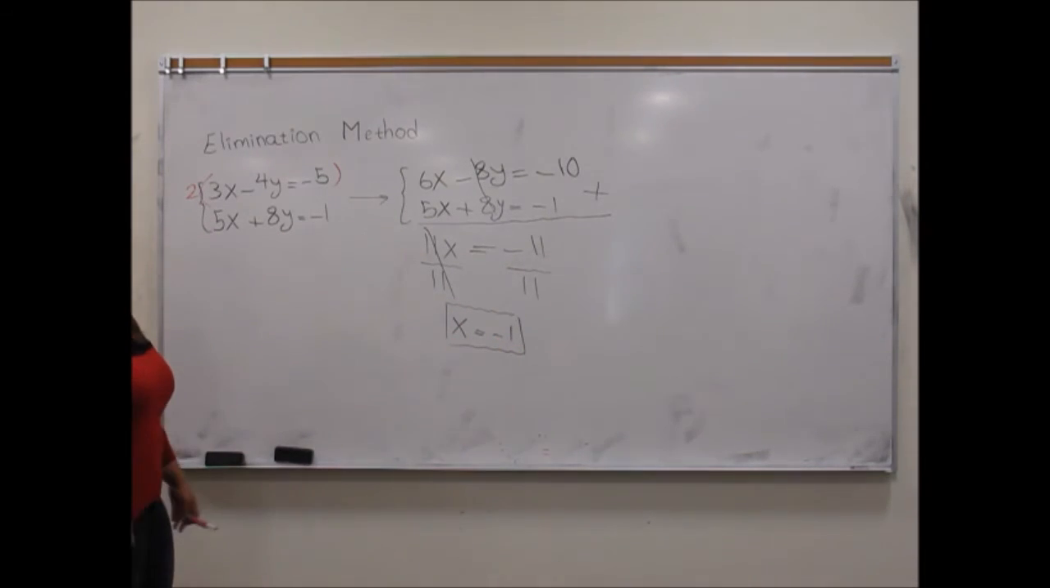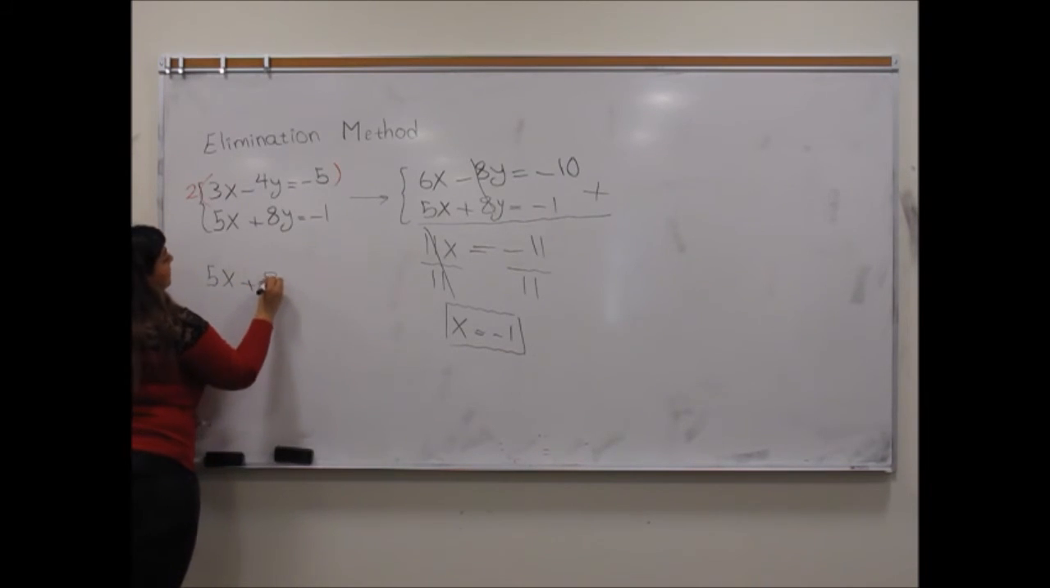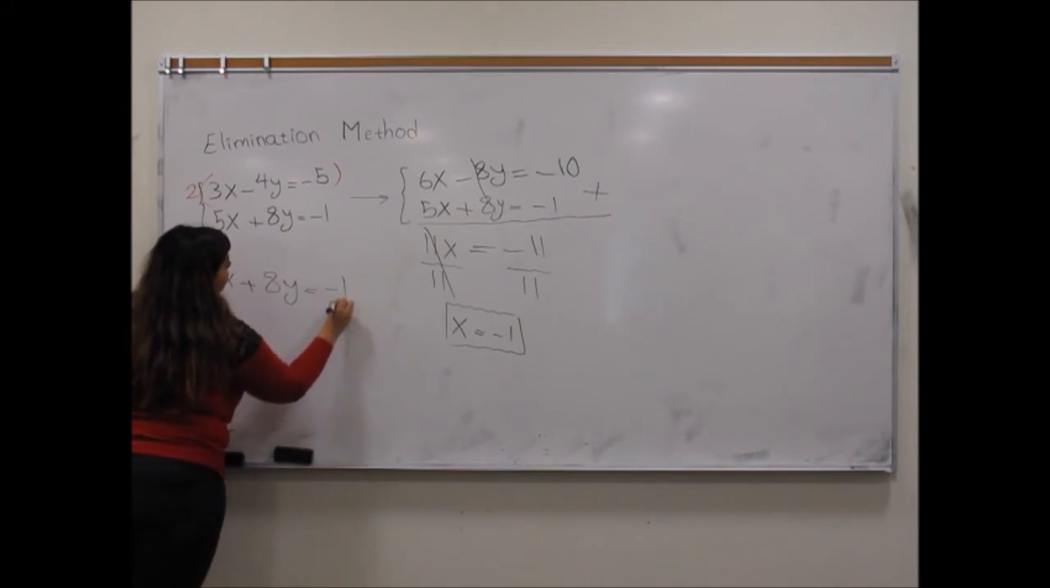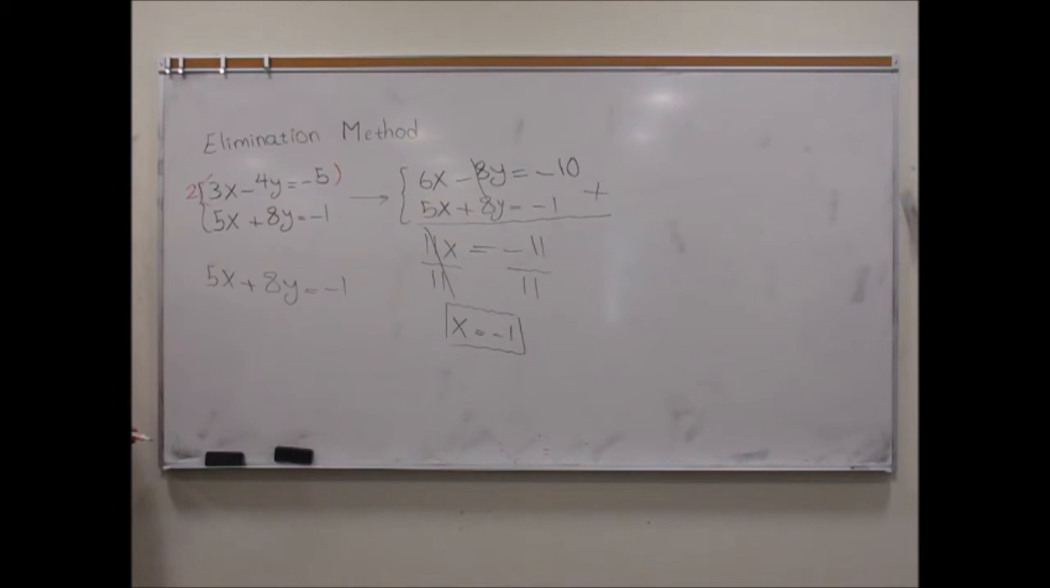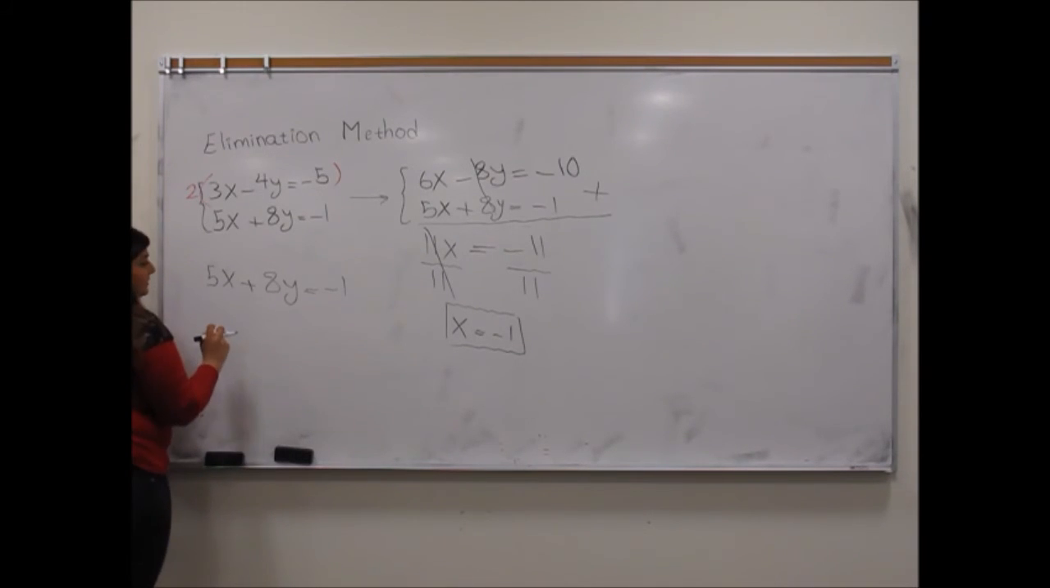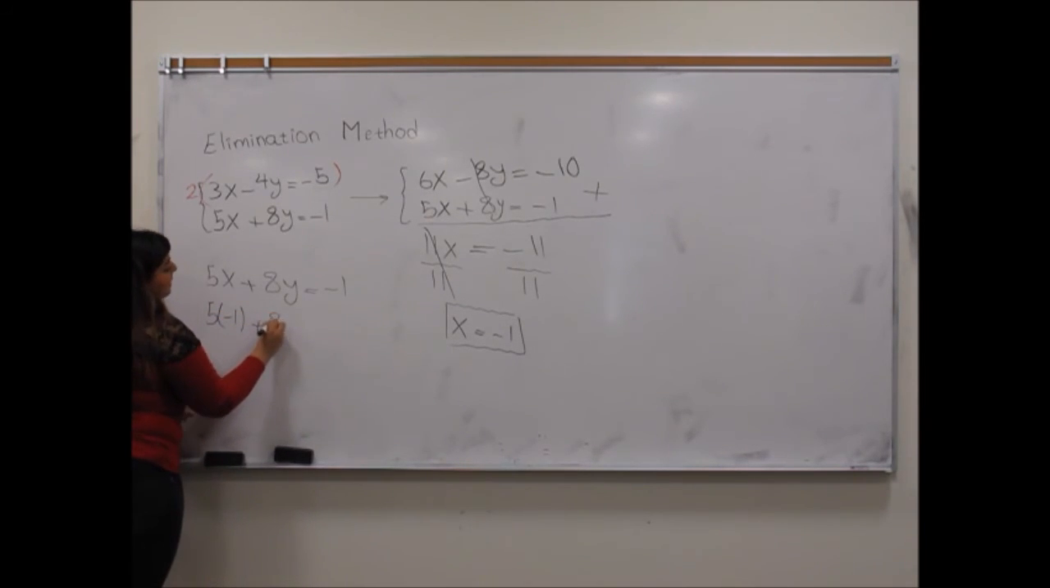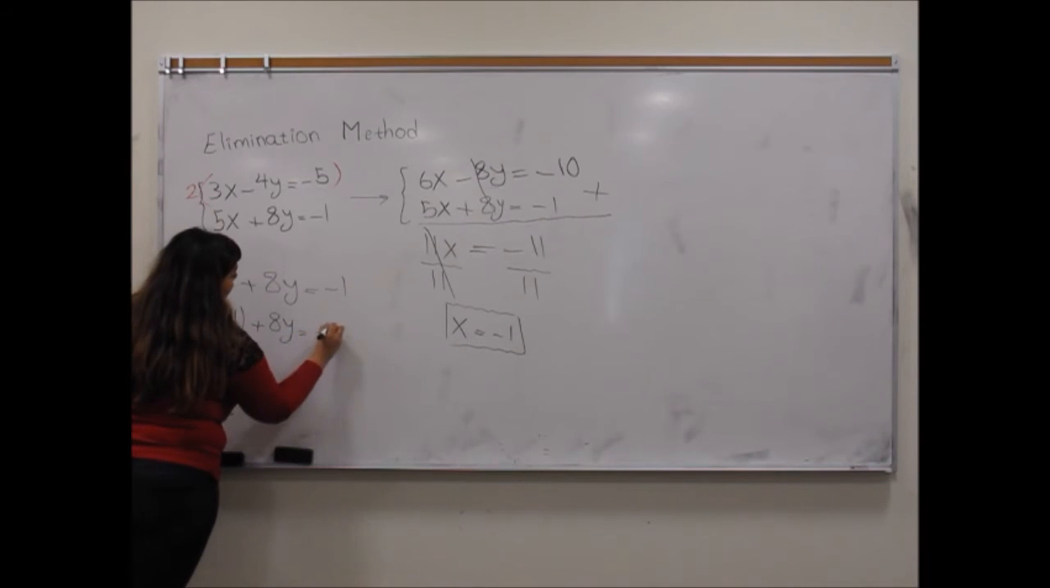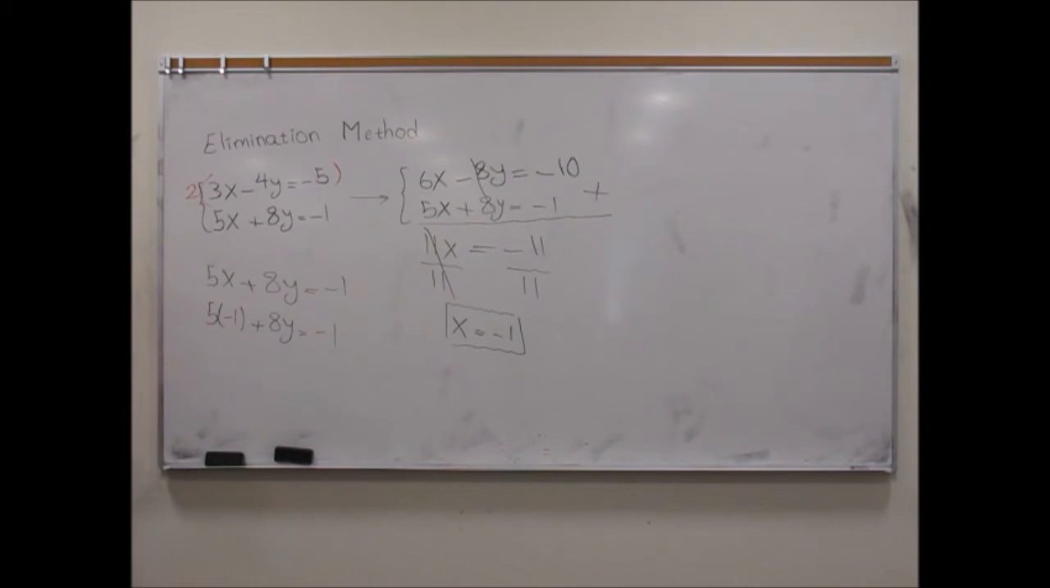Let's go ahead and put this in one of my equations. I'm just going to use this one. So I have 5x plus 8y equals negative 1. Let's plug in x as negative 1. So 5 times negative 1 plus 8y equals negative 1. 5 times negative 1 is just negative 5.